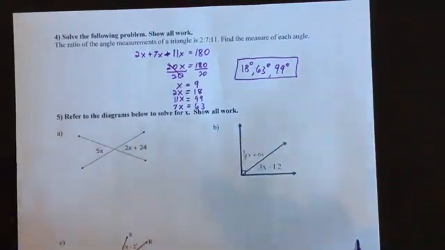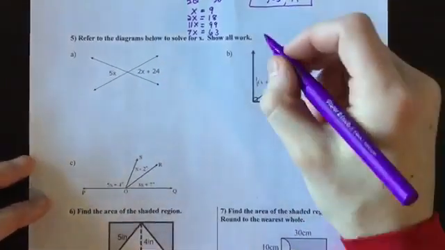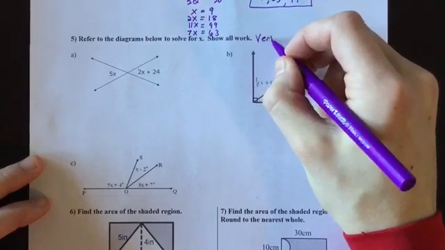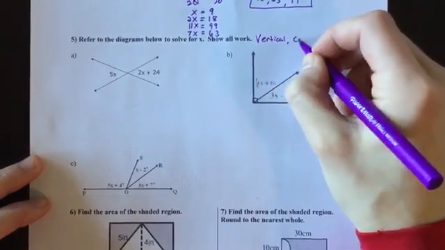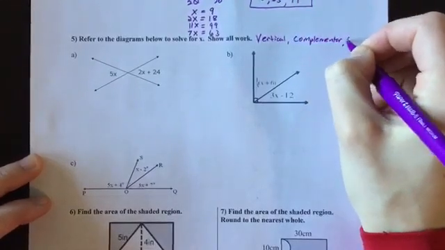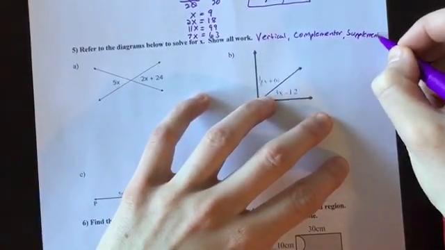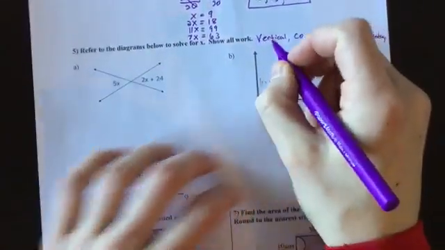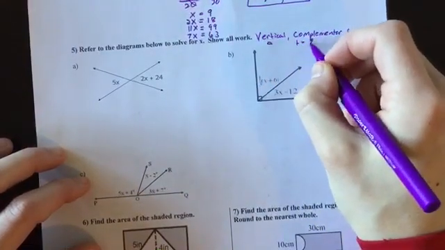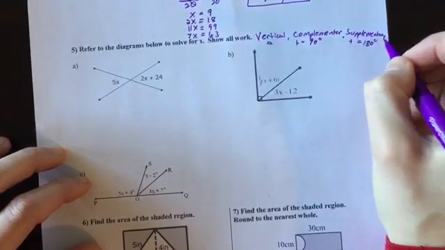Okay. As we go to number 5, we're looking at our angle relationships, and I want to think about what angle relationships we have learned. We've learned vertical angles, we've learned complementary, and we've learned supplementary. Okay, 3 angle relationships. We know vertical angles are equal, complementary add to 90 degrees, and supplementary add to 180 degrees.